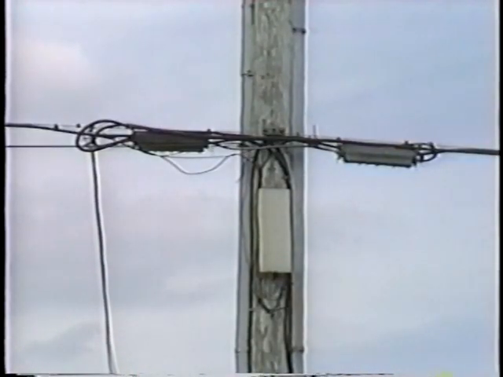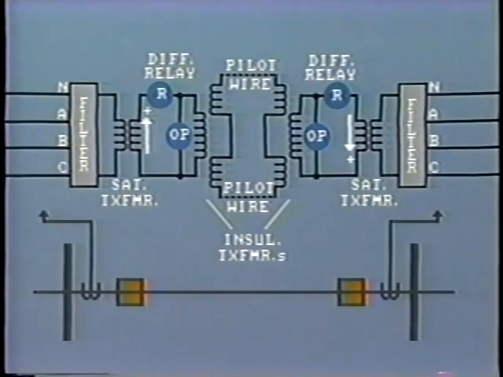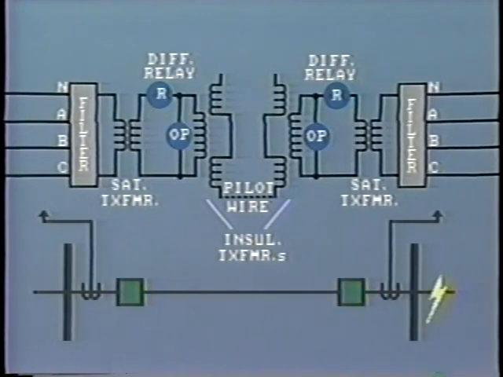Now remember, these pilot wires are running either underground or perhaps along distribution poles, and they may possibly become damaged. What would happen if the pilot wires became open-circuited? Well, in this case, if an external fault occurred, both relays would operate. So this is one disadvantage.